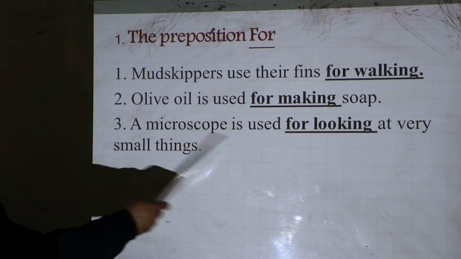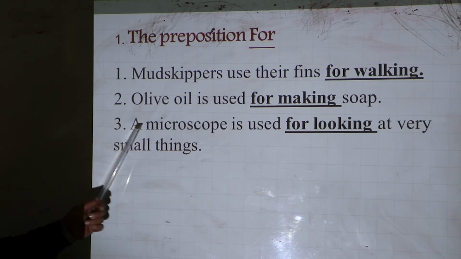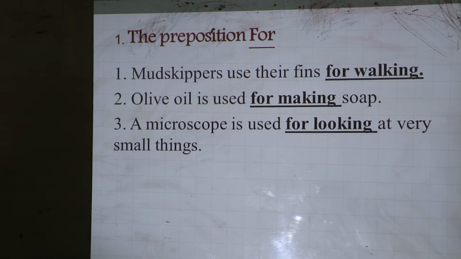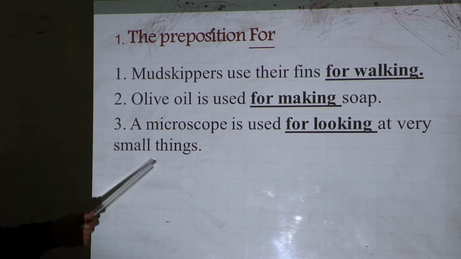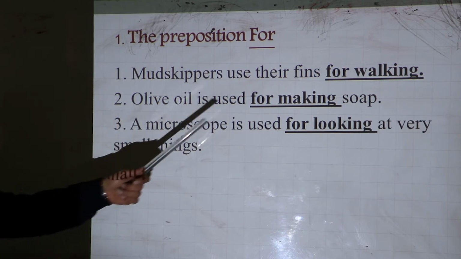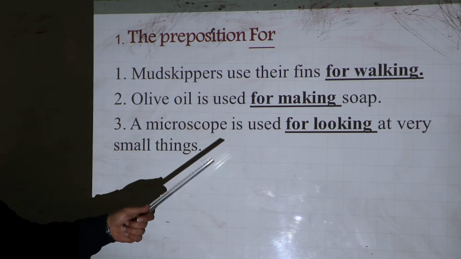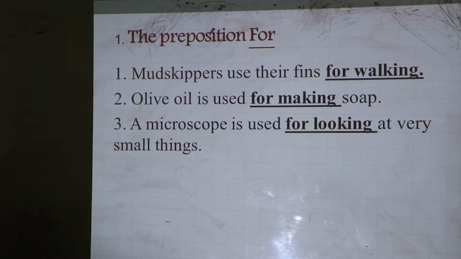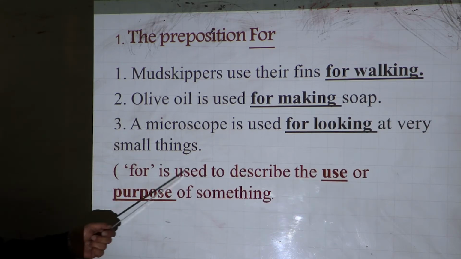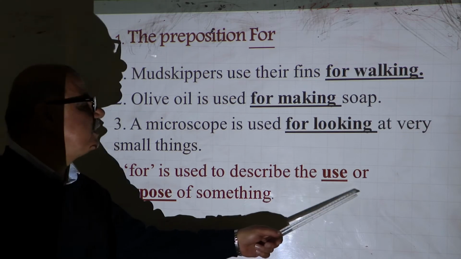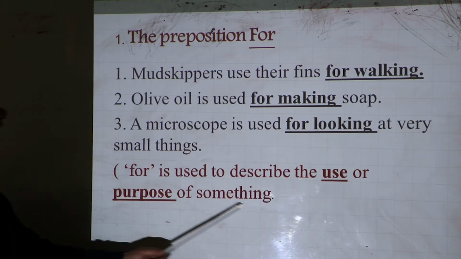A microscope is used for looking at very small things. What is a microscope used for? For looking at very small things. Or why do we use the microscope? Why is a microscope used? It is used for looking at very small things. So in all these three sentences, for plus the ing form is used for the use or purpose of something. For is used to describe the use or purpose of something.